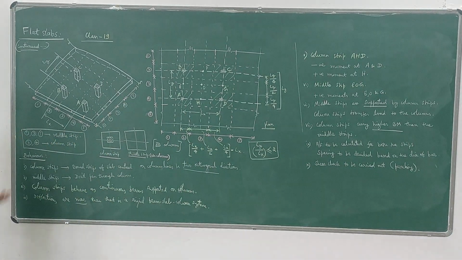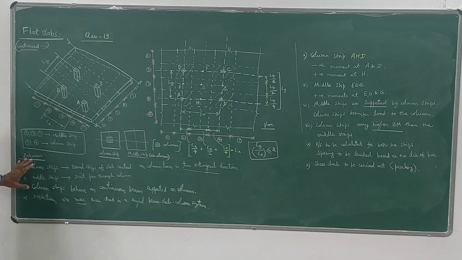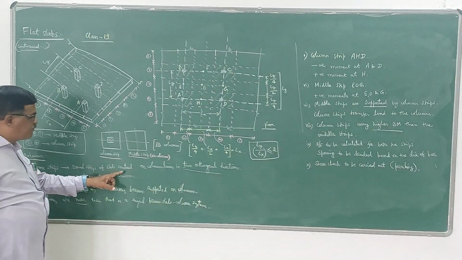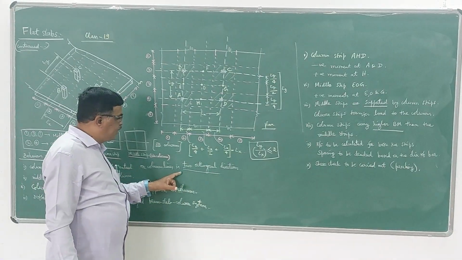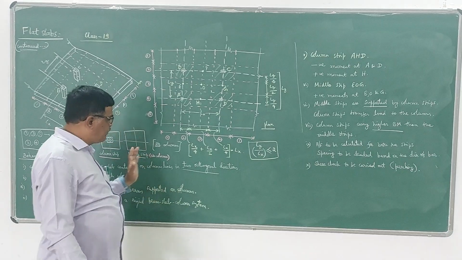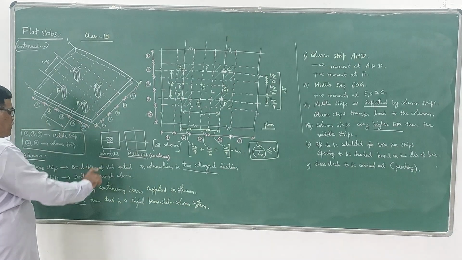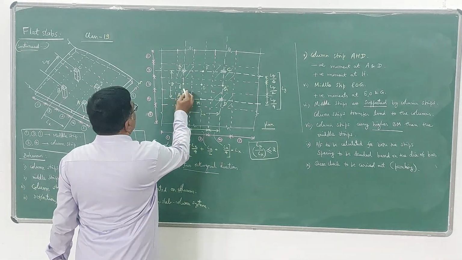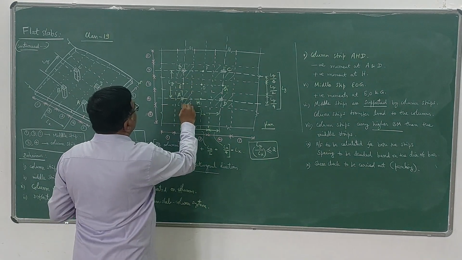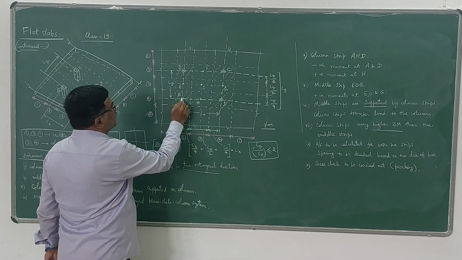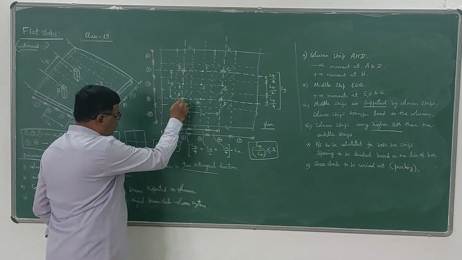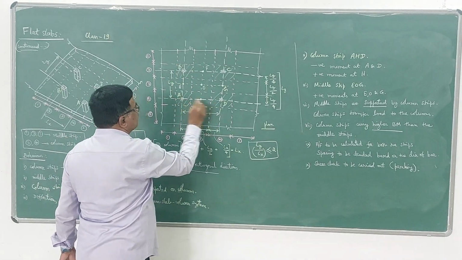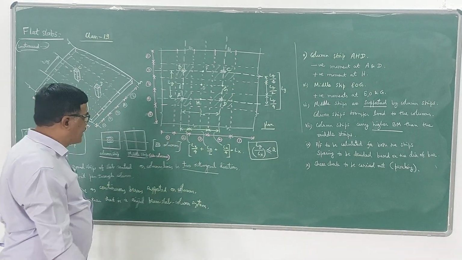Now how this flat slab behaves, I have written in some points. Column strips are the broad strips of slab centered on column lines in 2 orthogonal directions. That's what I told you. So they are the broad strips of slab centered on columns. This column strip is centered on the column in 2 orthogonal directions, in this direction as well as in this direction. In both x and y directions, it is centered.